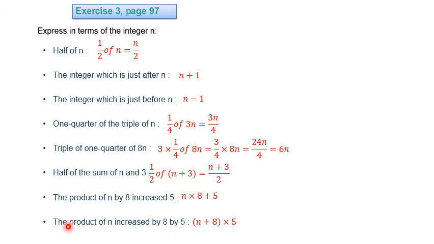What to do here? The product of n increased by 8 by 5. So I have to write n increased by 8, so n plus 8, and it must be multiplied by 5. Here the priority is for the parentheses. While evaluating, I have to solve what's inside the parentheses and then multiply it by 5.